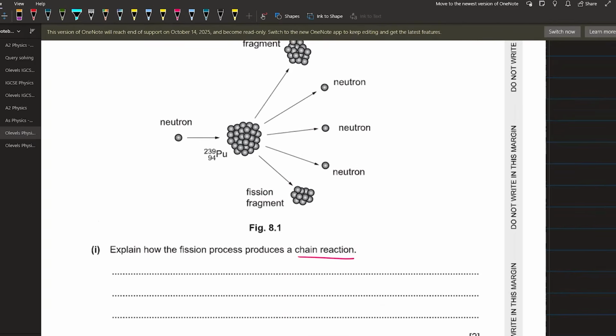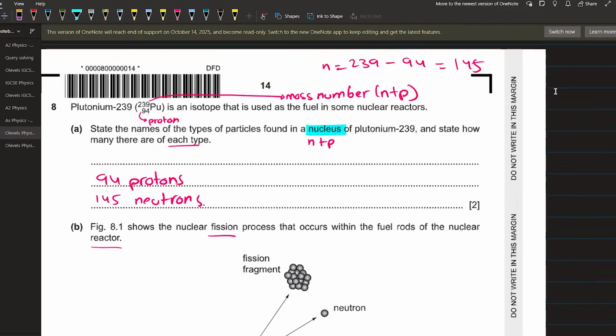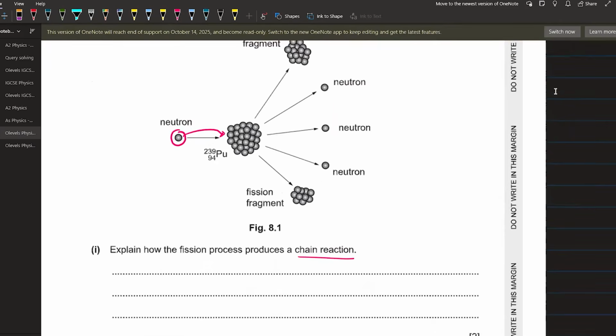इफ यू सी, ये रिएक्शन स्टार्ट क्यों हुआ था? व्हेन अ न्यूट्रॉन हिट अ प्लूटोनियम न्यूक्लियस. प्लूटोनियम ही है ना नाम इसका? प्लूटोनियम, हाँ. ये रिएक्शन ऑफ फिजन स्टार्ट क्यों हुआ था? व्हेन अ न्यूट्रॉन हिट द प्लूटोनियम न्यूक्लियस. Can you realize in the product you have 3 more neutrons? बेटा प्रोडक्ट में आपके पास 3 more neutrons हैं.